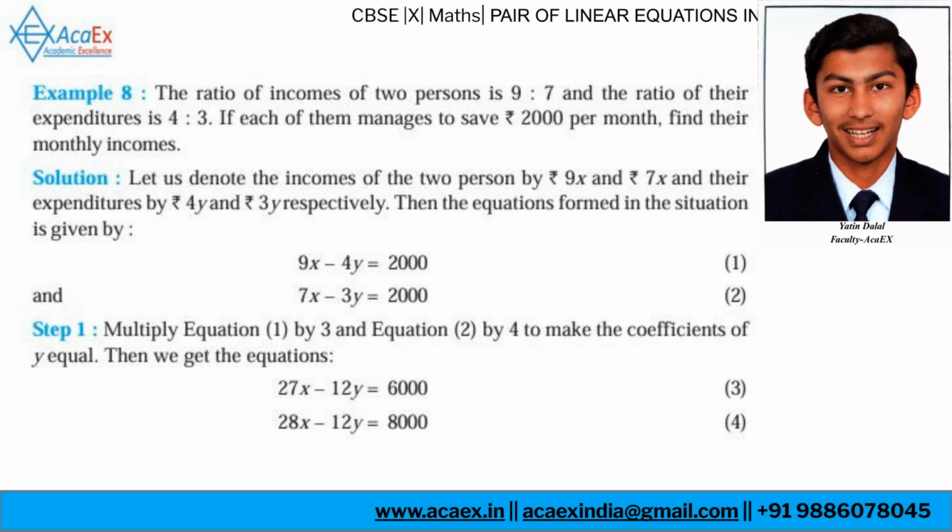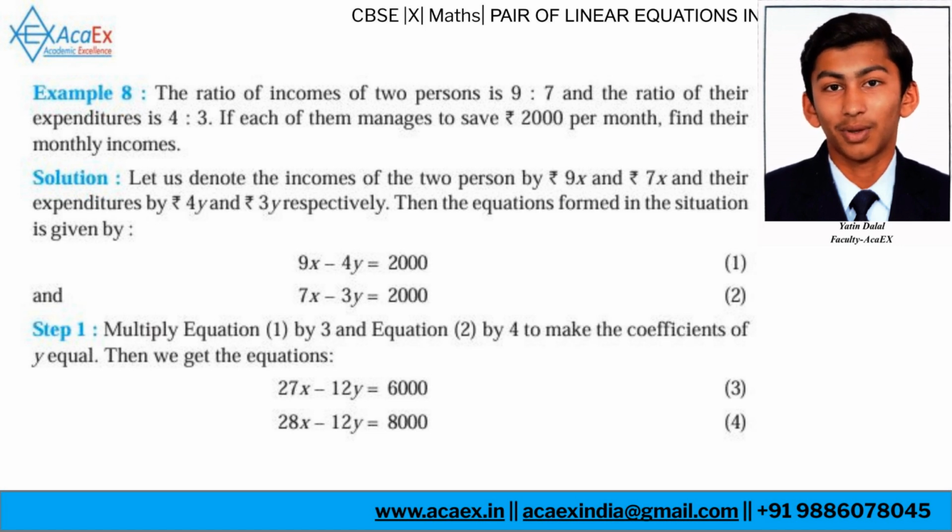Example 8. Income and expenditure problem. The ratio of the incomes of two people is 9 to 7, and the ratio of their expenditures is 4 to 3. Each saves 2,000 rupees per month. Let's find their monthly incomes. Let their incomes be 9x and 7x, and their expenditures be 4y and 3y. The equations are 9x minus 4y equals 2,000, 7x minus 3y equals 2,000.